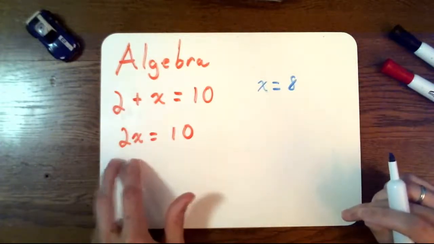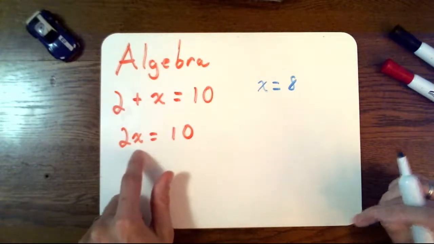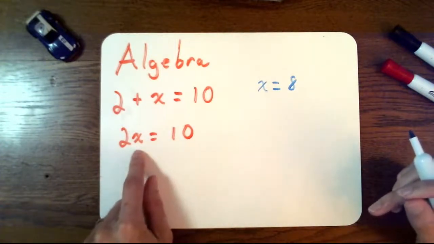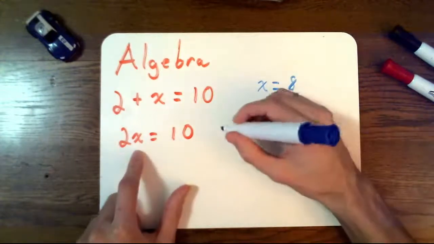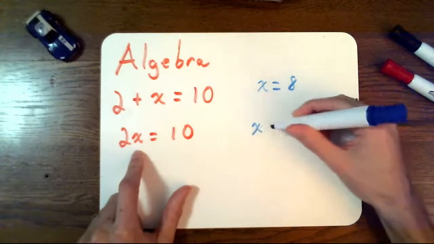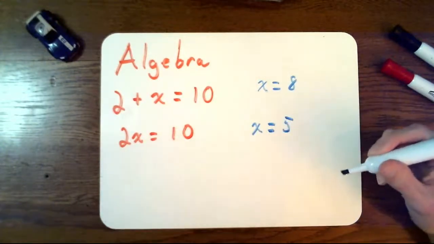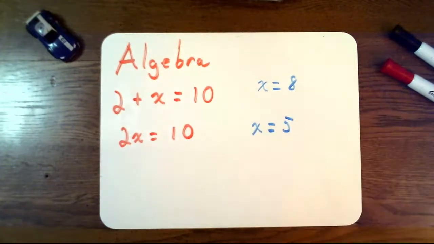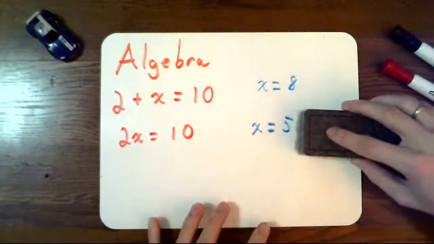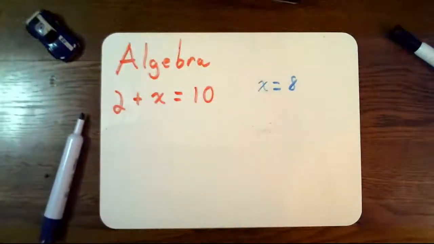Now this one I'm saying 2 times what makes 10? 2 times some number that we don't know right now makes 10. But you can figure it out if you know your multiplication tables. You're going to say, well, that number is 5 because 2 times 5 makes 10. So this is a way of eyeballing how to do algebra. But let's actually dig into how it works.